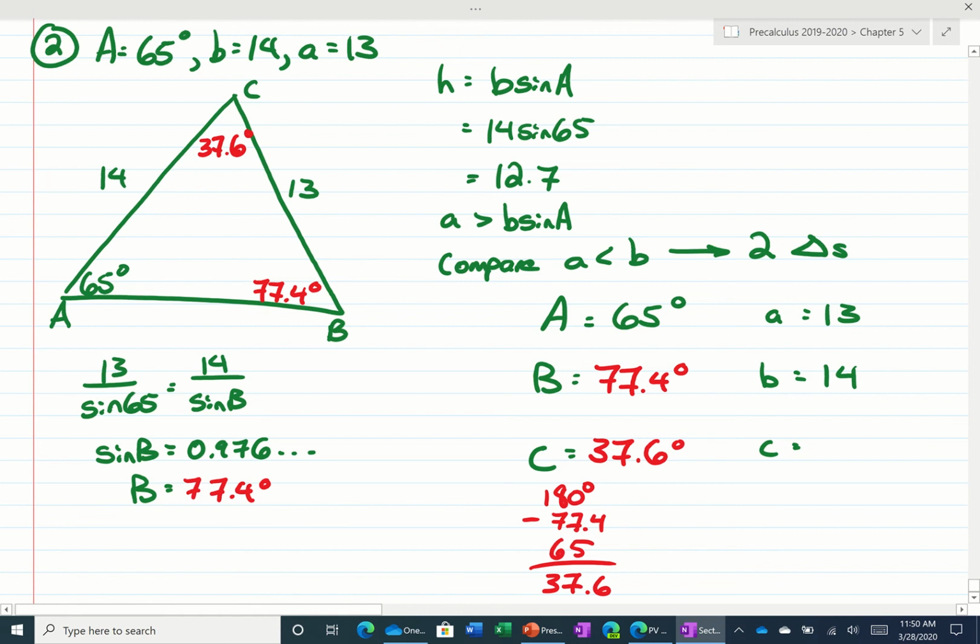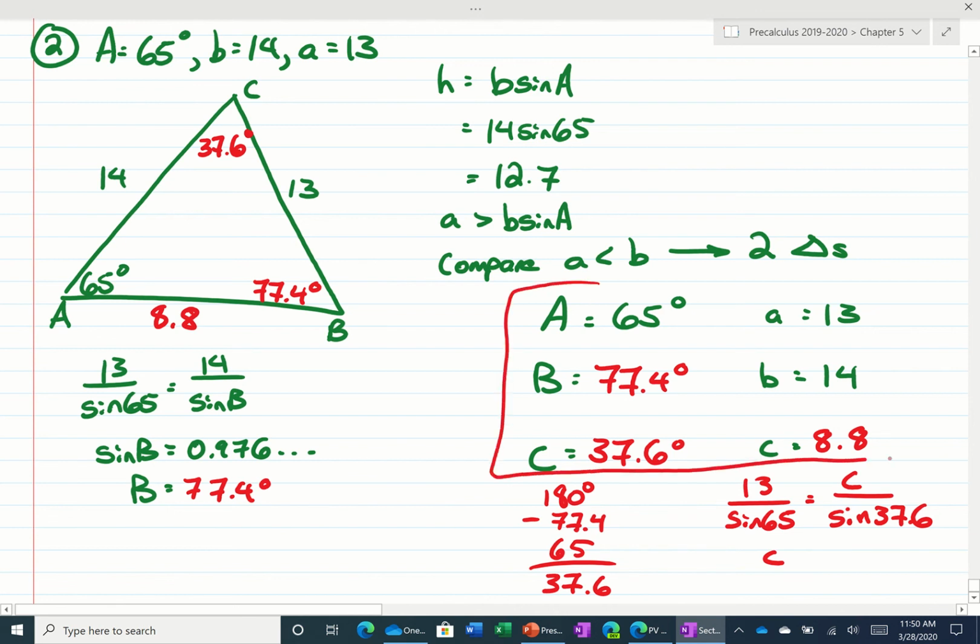And then to figure out side C, I'm going to use what we're given. We're given side A over the sine of angle A, and that's equal to side C over the sine of angle C, which we just found was 37.6. So if we cross multiply and divide, 13 times the sine of 37.6, and then divide by the sine of 65, I'm getting side C is 8.8. Alright, so this is one triangle.